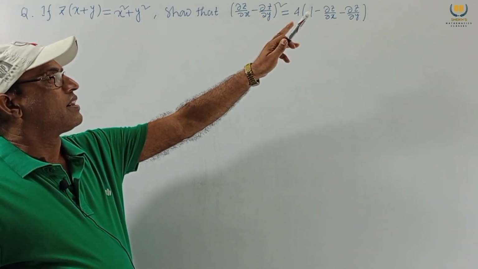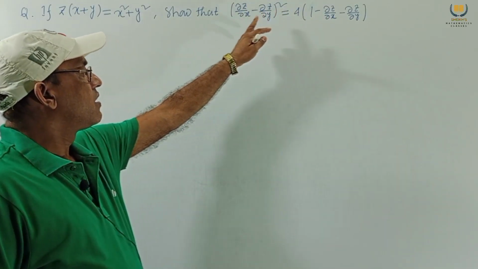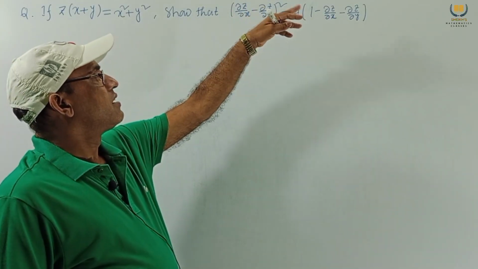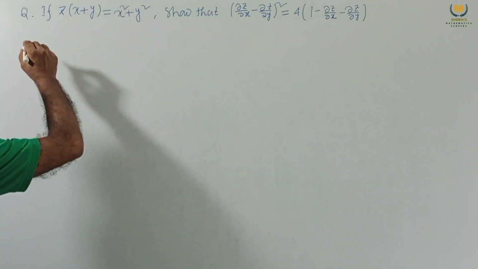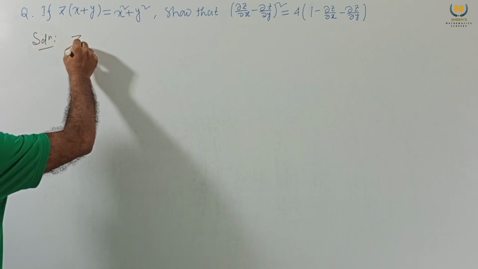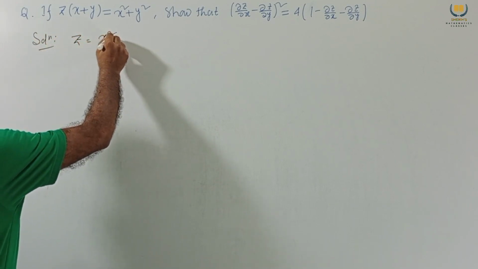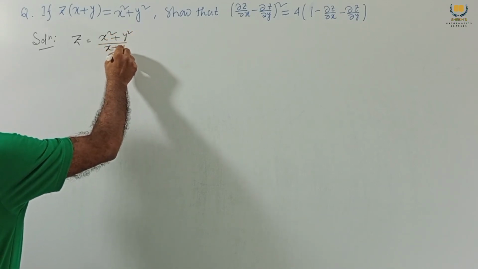From this we have to find this, but in this problem z is different, do not mix up. z is the dependent variable, x and y are independent variables. Now we separate this from this. We can write z equals (x square plus y square) by (x plus y).